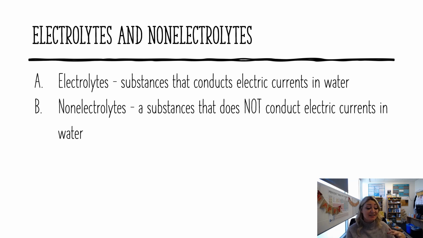So if we consider something to be an electrolyte, it's a substance that conducts electric currents in water. A non-electrolyte is a substance that does not conduct electric currents in water. Nice and simple and easy to start.